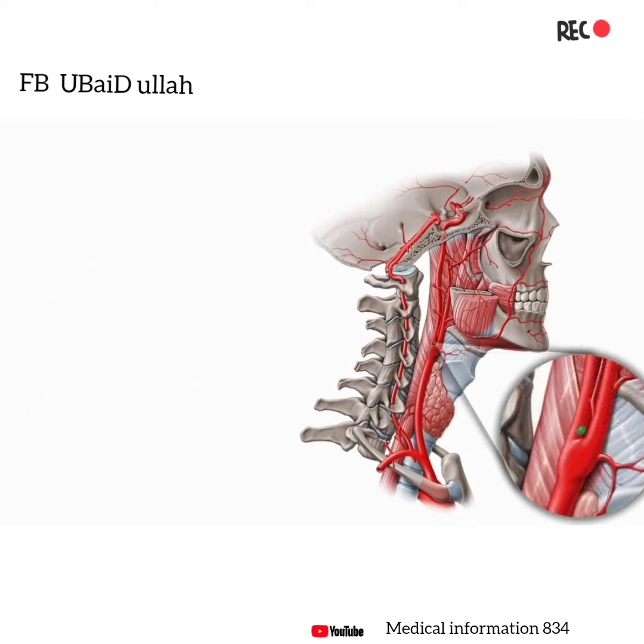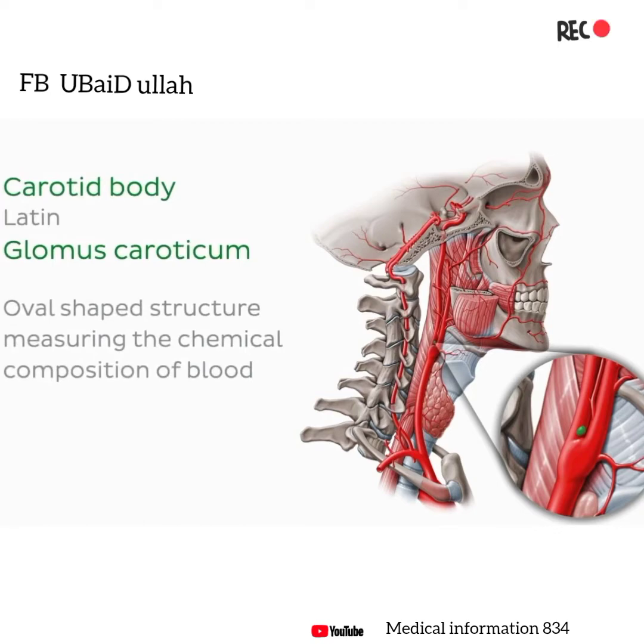This neck structure is situated just inferior to the carotid bifurcation, and it is known as the carotid body. The carotid body is an oval-shaped structure that acts kind of like an antenna, measuring the chemical composition of blood flowing through the common carotid arteries. This information is then relayed to the respiratory center in the brainstem. And it's quite small, which can make it difficult to find in gross anatomy dissection.